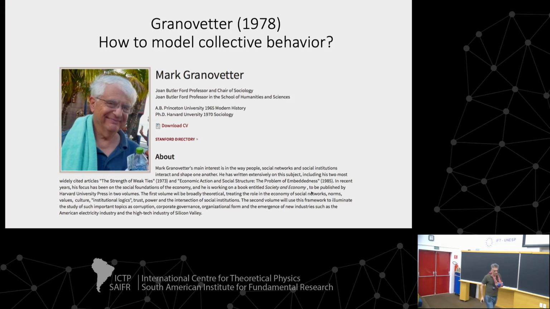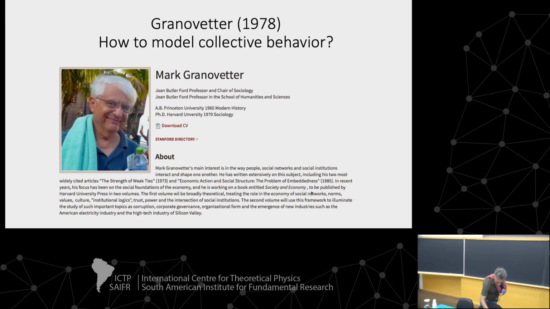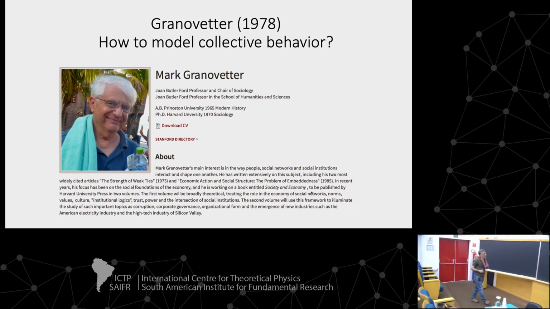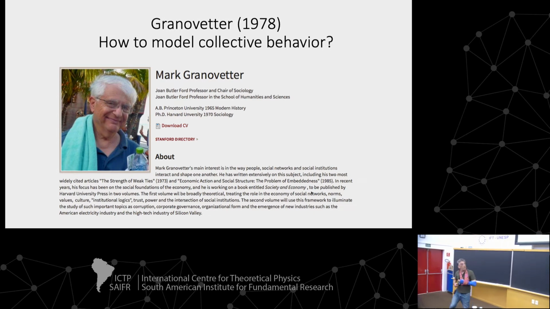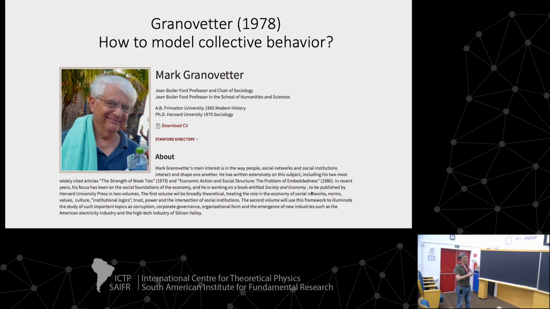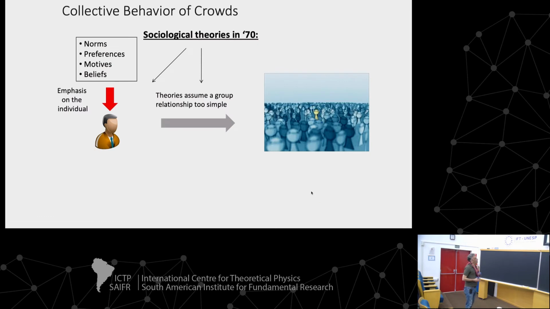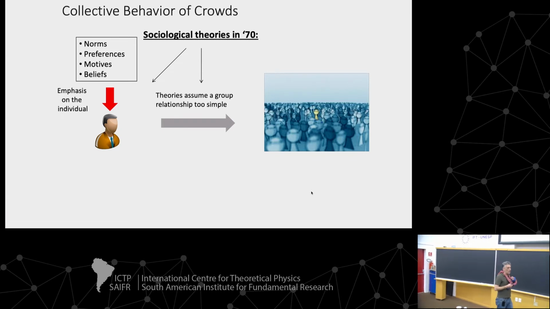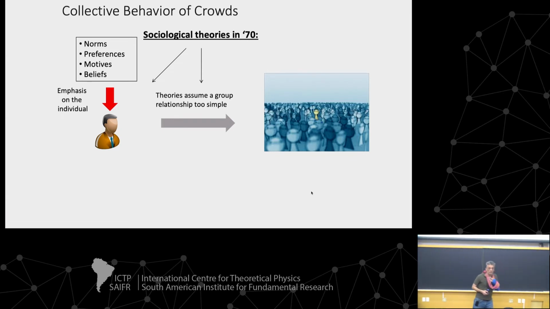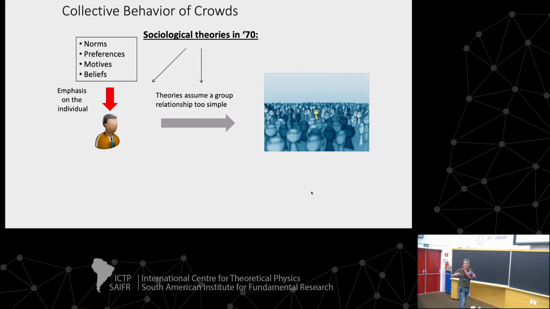The first model, the second one we are going to see in detail, is the Granovetter model. The Granovetter model was proposed by Mark Granovetter, a professor of sociology. In the 70s, sociologists were trying to study the aggregate behavior of many people.